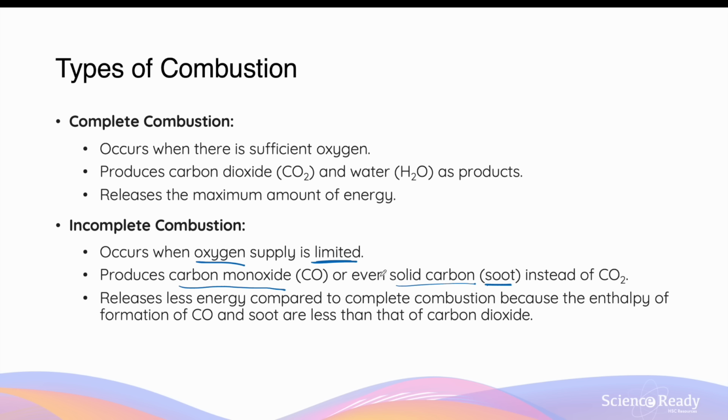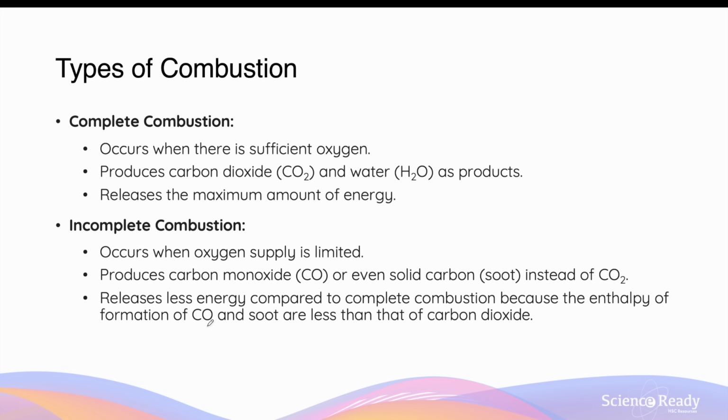Now in real life, when there's an inadequate supply of oxygen, complete and incomplete combustion usually co-occur, producing carbon dioxide, water, as well as carbon monoxide and carbon in the form of soot. So even though incomplete combustion produces carbon monoxide and soot instead of carbon dioxide, usually we will see carbon dioxide produced as well, as there's always some degree of complete combustion, even if the oxygen supply is limited.